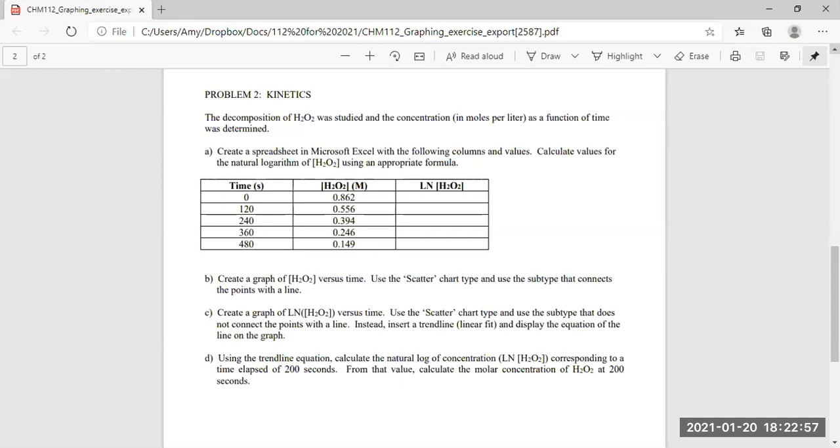Keep in mind that if you use the trend line equation, y equals mx plus b, and you put in your value for seconds and you solve for the other variable, you then have to unlog it. You have to anti-natural log it. Otherwise, it will give you really weird data that doesn't make sense.